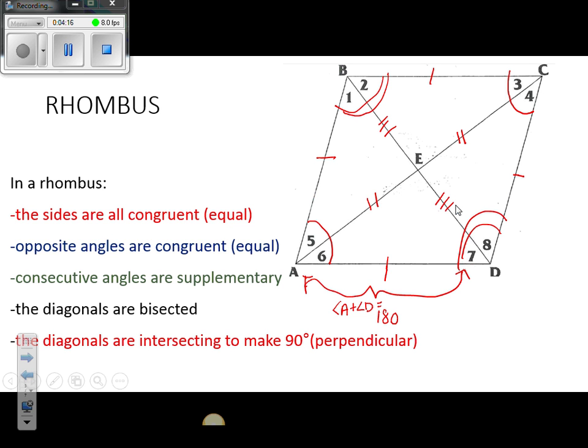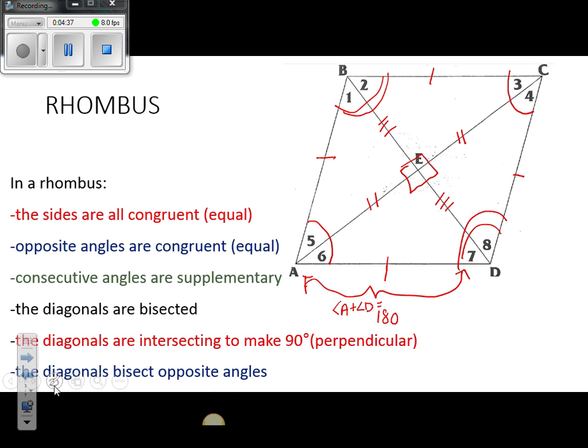The diagonals are intersecting to make a 90-degree angle. So all these diagonals intersect to make 90-degree angles all the way around. So there's a 90 here, 90, 90, 90, okay? And the last property of a rhombus is the diagonals bisect opposite angles.